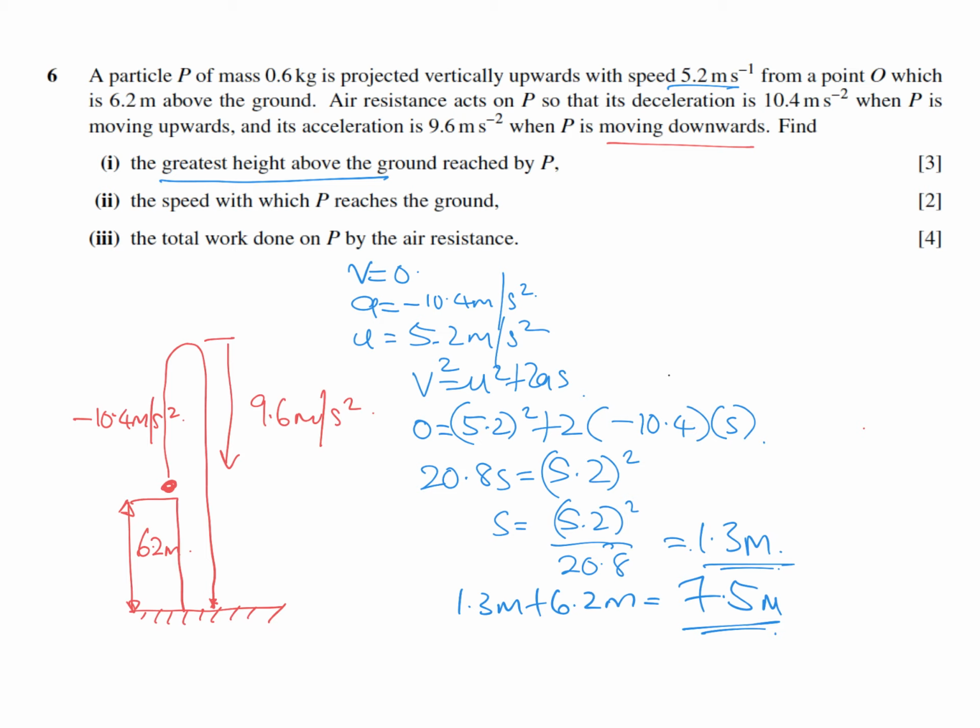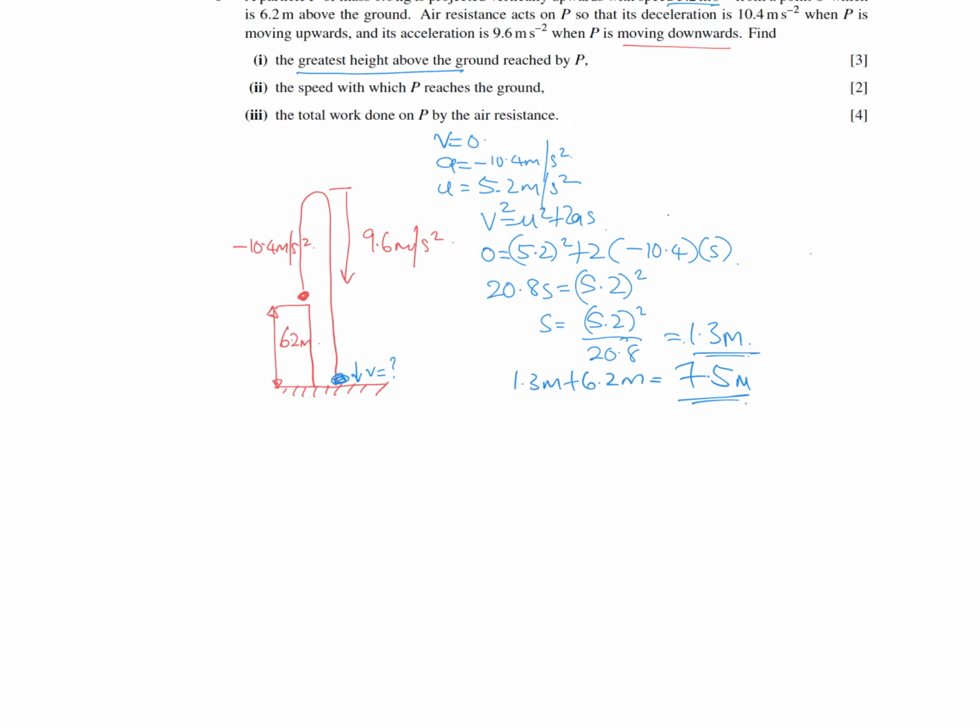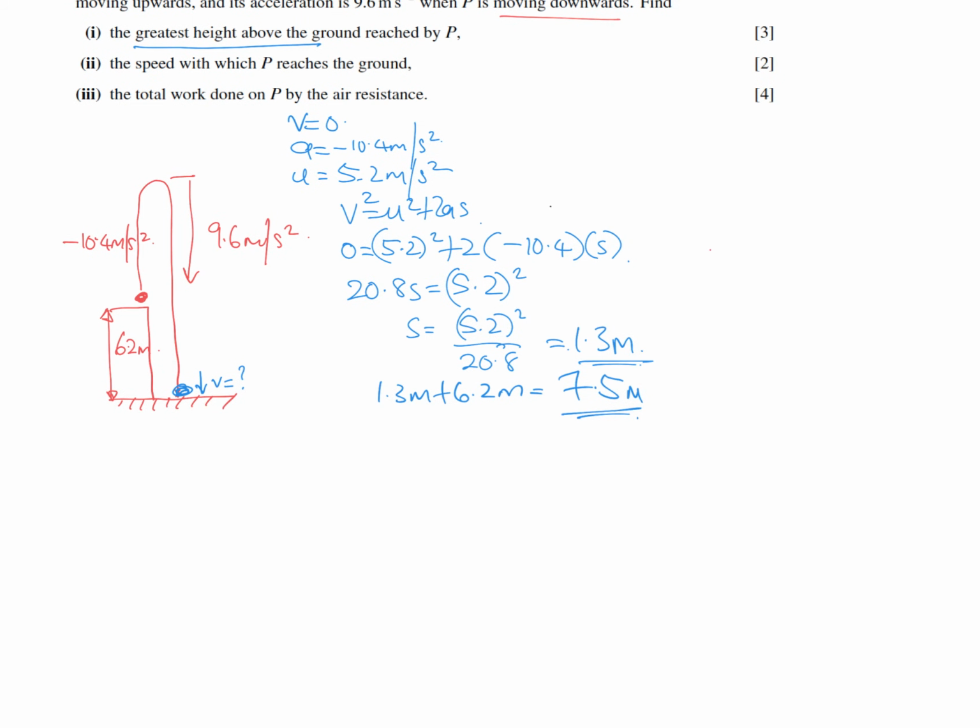Okay, next, the speed with which P reaches the ground. So we have to find the speed when it reaches the ground. Okay, so what do we have? We have a that's going downward, 9.6 meters per second squared. So what I'm going to do is take this as the second part, and look at it separately. All the green color, second part.